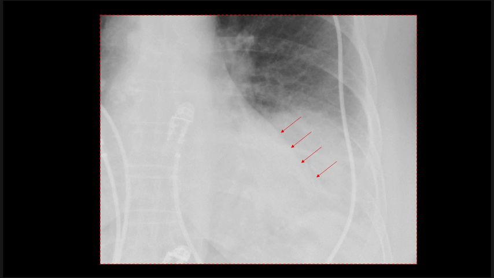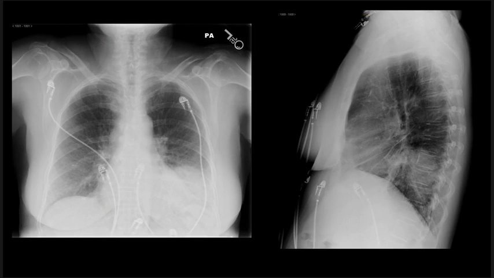So this is a way of using the silhouette sign again to localize this. So we know that it's not going to be right up next to the heart. It's going to be either in front of it or behind it. It can't really be in front of it. There's not really room in the chest. So in this situation, it has to be behind it. So there we go, right there.